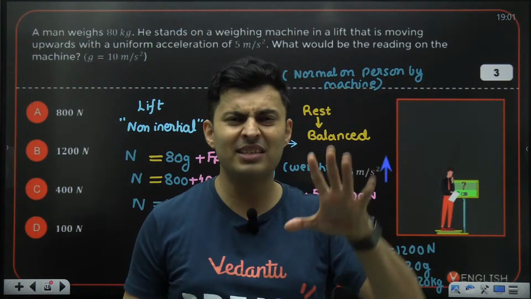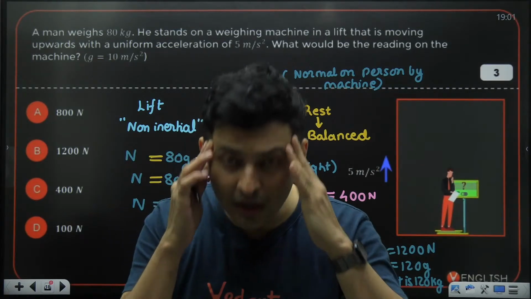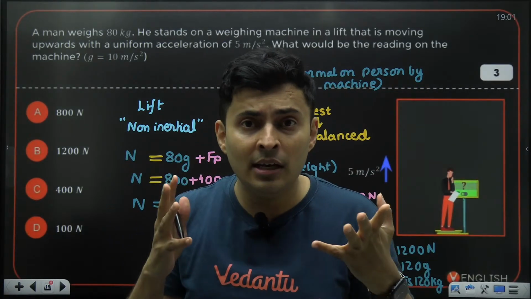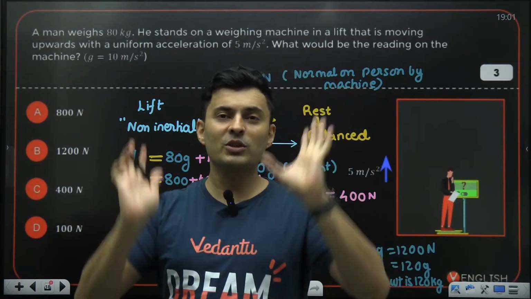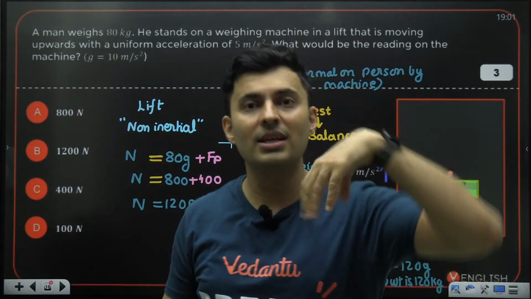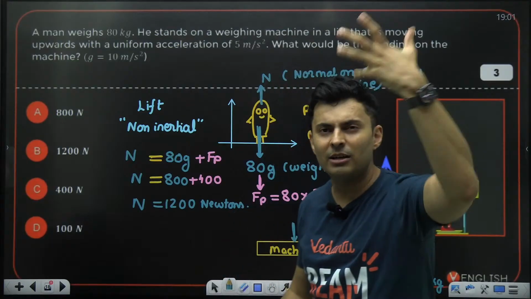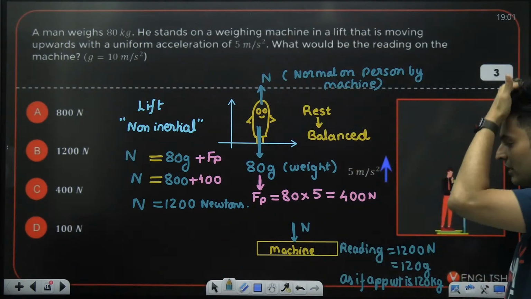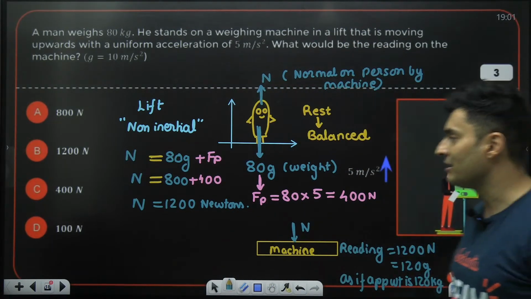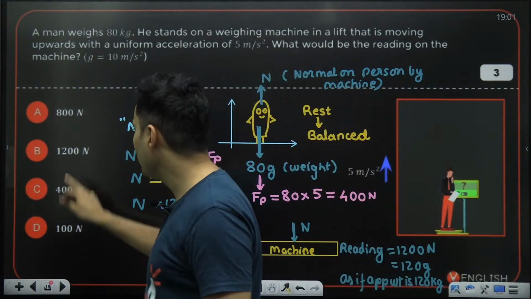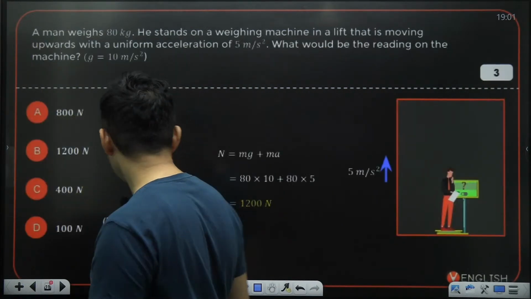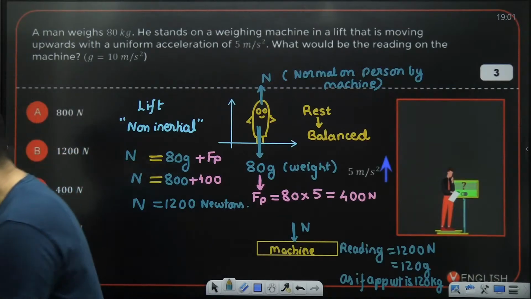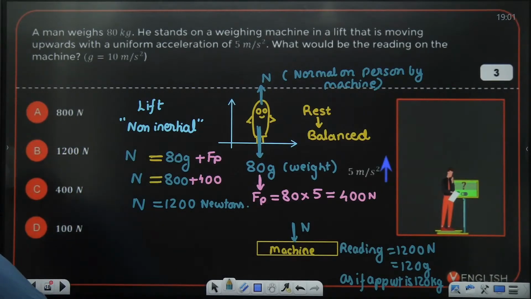It feels as if the person is weighing 120 kg. The person will be very sad when he sees his reading. My God, weighing 120 kg? But actually his mass is 80 kg. Just that the lift is going up, so the additional pseudo force creates that apparent weight. Apparent means it is not actual, it feels like. So it feels like you are 120 kg over here. Is that absolutely clear? So 1200 newtons or basically 120 kg. Is that clear?